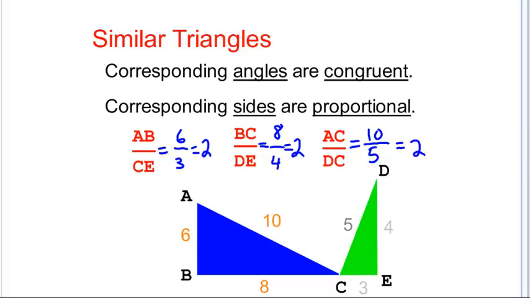Each of these ratios ends up simplifying to simply 2. Meaning each side of the blue triangle is exactly twice the length of its corresponding side on the green triangle. That allows us to conclude that triangle ABC is in fact similar to triangle CED.